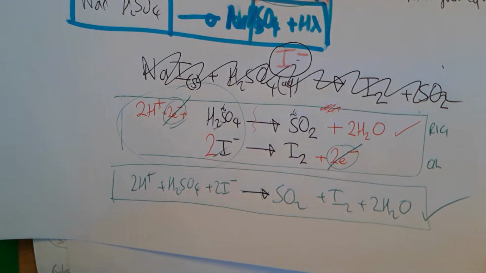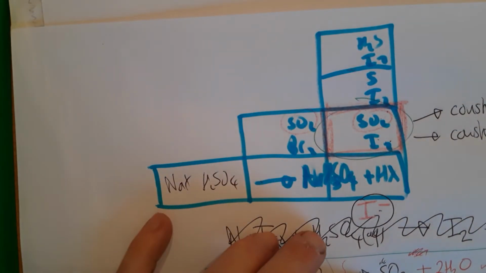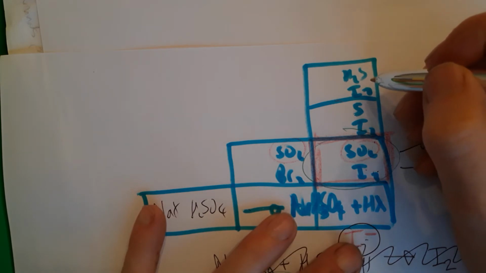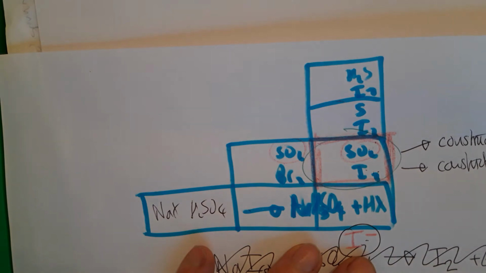That's how you write it. All right? So, I'm going to do another one. Imagine that the examiner says a solid sodium halide was reacted with conc sulphuric acid. You listen to that? A solid sodium halide was reacted with conc sulphuric acid. So you're thinking, it's this diagram.